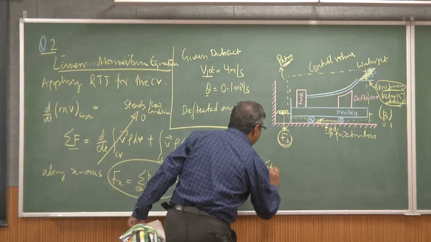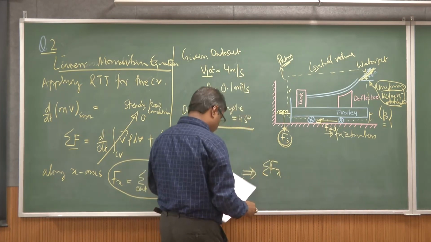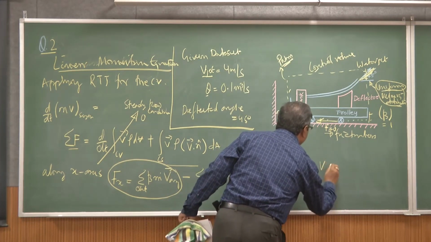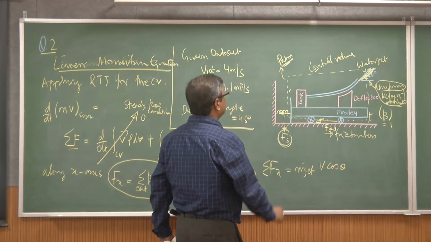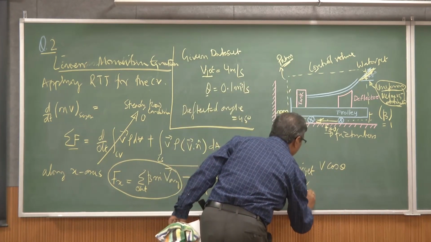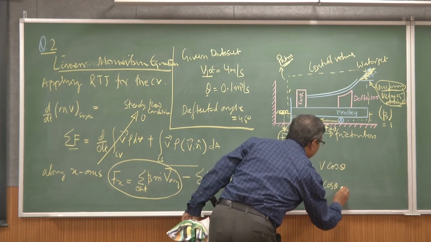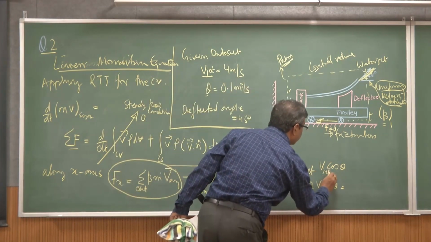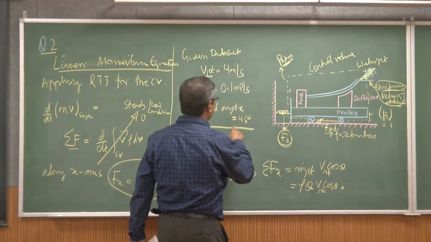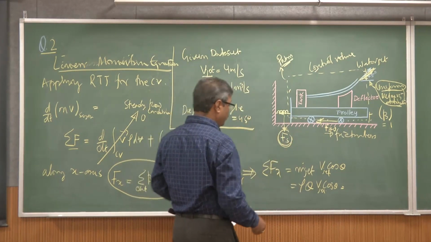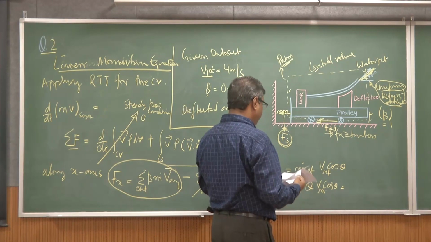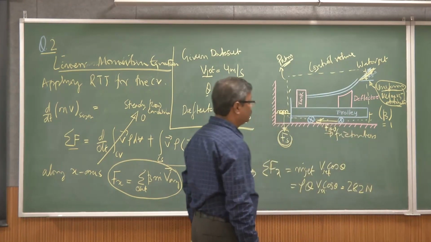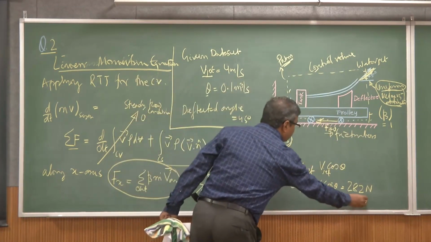The sum of the force acting for this case will be equal to m dot V cos theta. The mass flux will be rho Q, so rho Q V cos theta. Now you substitute the value of V, theta you know is 45 degrees, and you know the Q value. If you substitute, the value that will come is 282 newtons. So this way we can solve these problems.